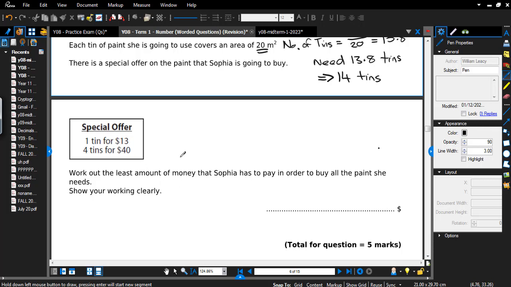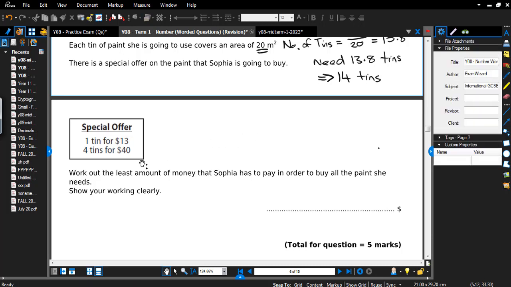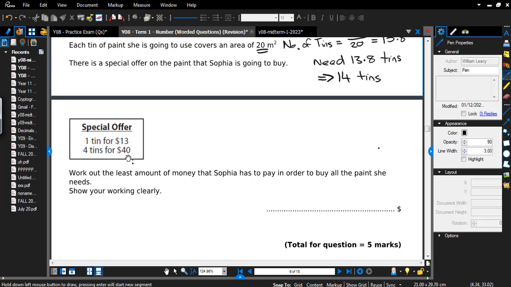Anyway, work out the least amount of money that Sophia has to pay in order to buy the paint. Okay, so you have to look at the combinations of the way you can buy it. So you know 4 tins cost 40. But 1 tin costs 13. So 4 tins for 40, that means each tin costs 10, right? So we definitely should use that.